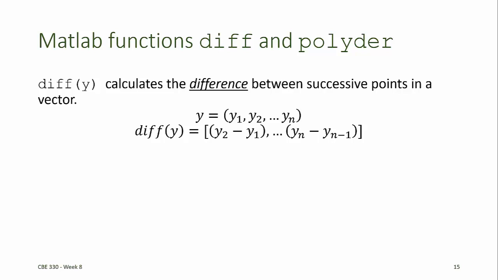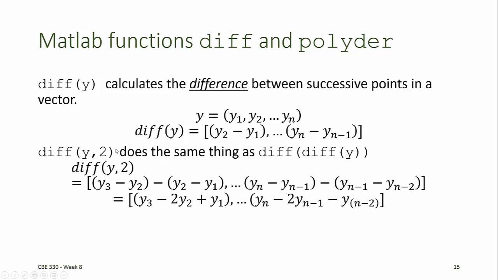The diff command calculates the difference between successive points in a vector. If we call the vector y to the diff command, and y contains 9 scalar elements, then the result will contain 8 scalar elements, with each element being the difference between two successive points in the vector. We can also calculate higher order differences by adding a second input argument that's an integer. diff(y, 2) does the same thing as taking the diff of the diff of y.